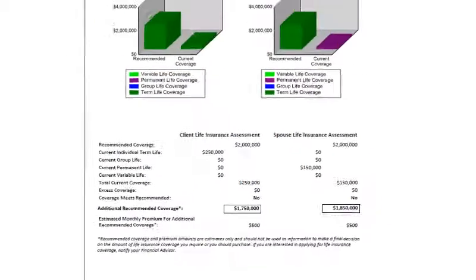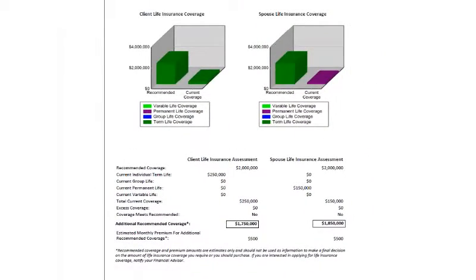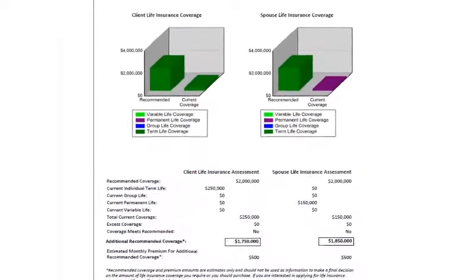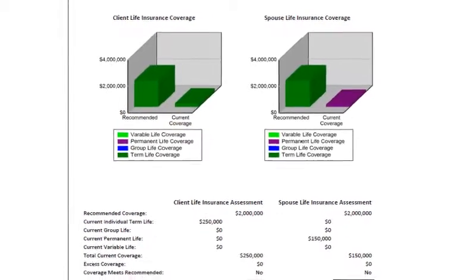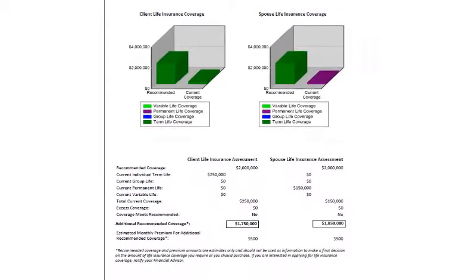The next graph is the life insurance graph. This page leads to the sale of life insurance because it illustrates the gap between what they currently have and what is recommended that they have. If you sell life insurance, you'll want to sign up for the coaching course on the advanced plan delivery to learn more about using this page to illustrate to clients their life insurance needs.